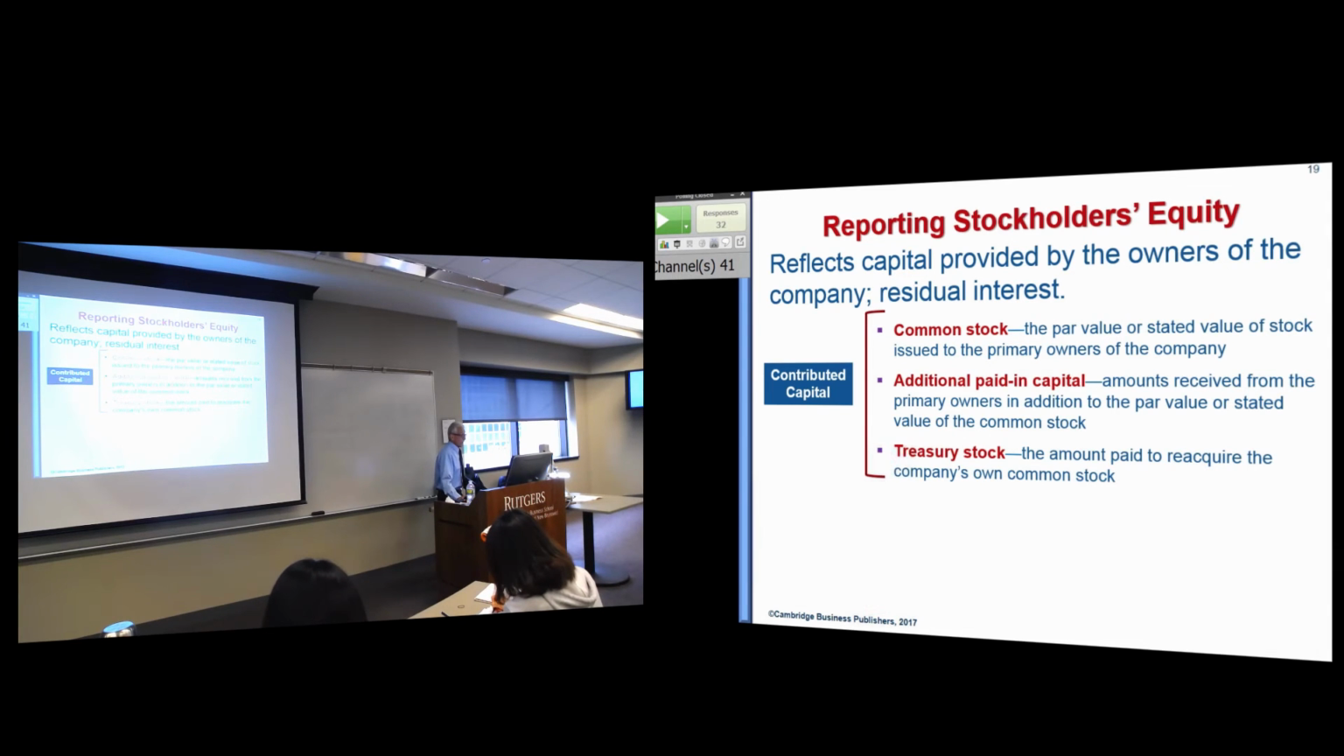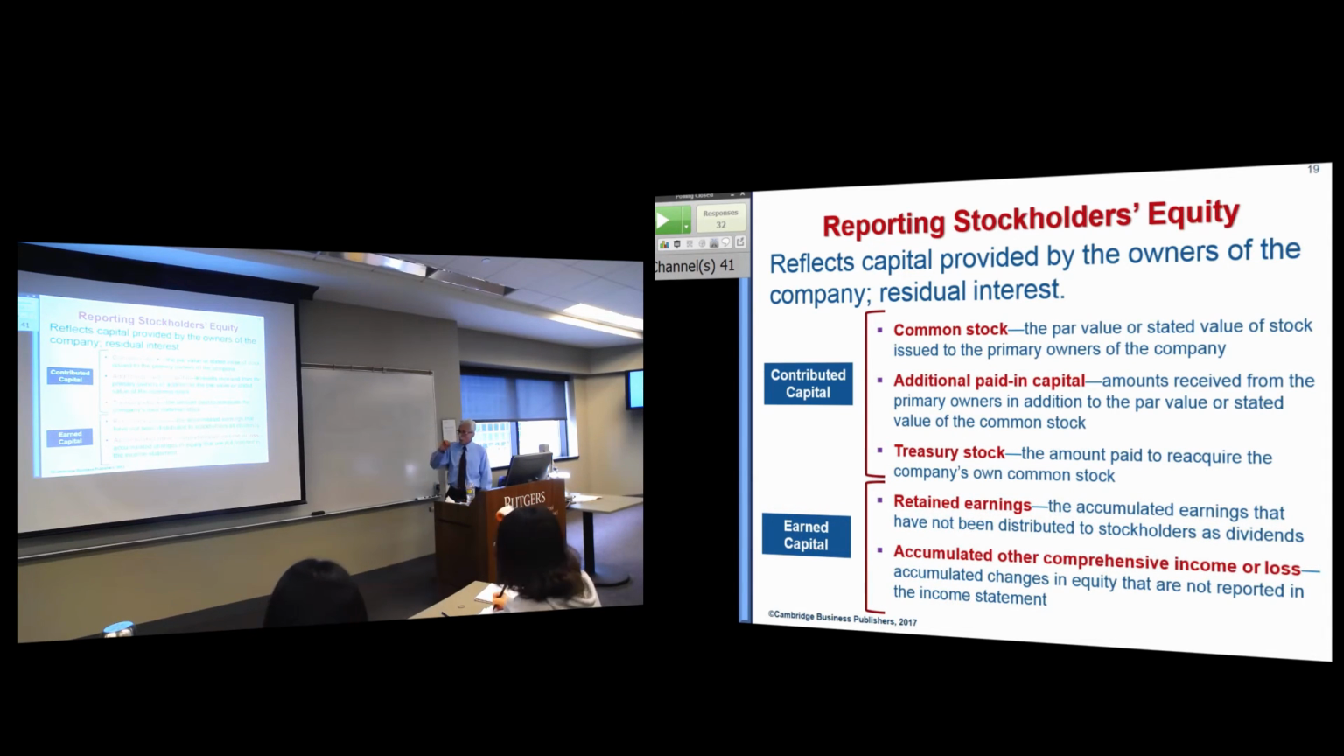Now, earned capital. The earned capital is made up of two components. Right now, our focus will be on retained earnings. Accumulated other comprehensive income or loss, we'll talk about that in much more detail. But for now, let me just tell you what that is. It doesn't go on the income statement, but it's considered part of income.